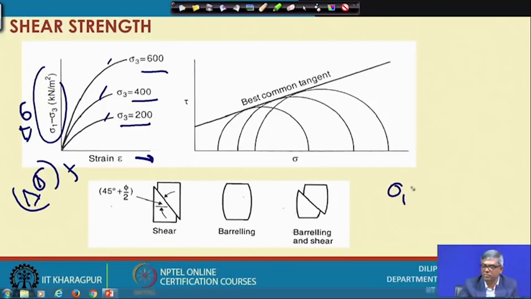So, sigma 1 at failure also I can find out. If I get that, then sigma 1 at failure and sigma 3 are known at failure. So, I will get these 2 points, and I know these are all major principal stresses. So, I can get this circle.